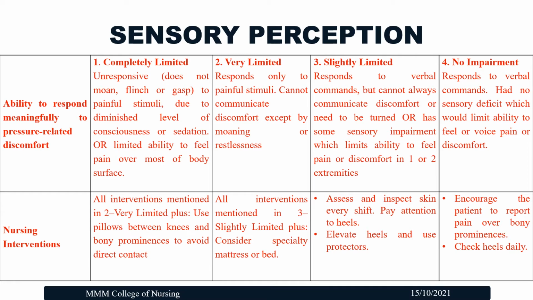This risk category describes 2 different issues that affect sensory perception. The first description refers to the patient's level of consciousness, and the second description refers to the patient's ability to feel cutaneous sensation. As you can see, the description of each level of risk from 1 to 4 comes with associated interventions for each level. These can be followed to minimize the risk as much as possible.